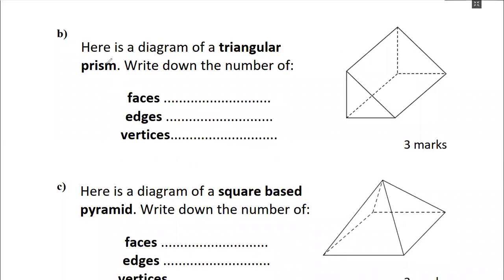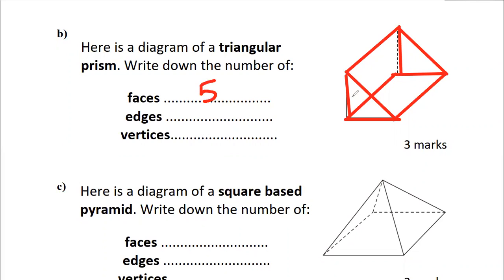Moving to part B, it says, here is a diagram of a triangular prism. Write down the number of faces, edges, and vertices. How many faces does this shape have? I can see a triangular face in the front and also a triangular face in the back. And I can also see a rectangle, which is the sloping rectangle there. And I can also see a rectangle in the base. I can also see a rectangle in the back. Okay, right, so altogether I can see 2 triangles and 3 rectangles. So altogether there are 5 faces.